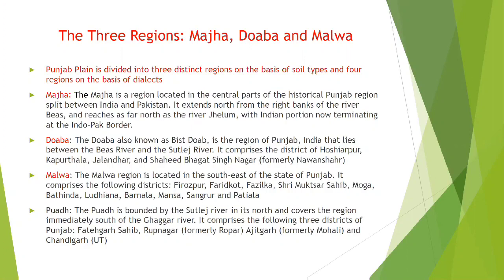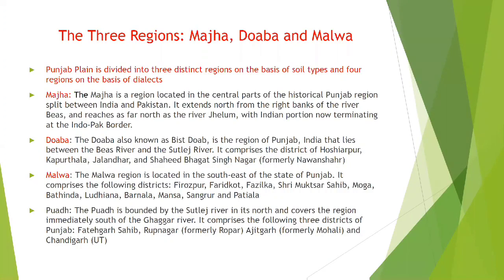And then we have the Malwa. I belong to Malwa region. The Malwa region is located in the southeast of the state of Punjab. It comprises the following districts: Firozpur, Faridkot, Fazilka, Shri Muktsar Sahib, Moga, Bathinda, Ludhiana, Barnala, Mansa, Sangrur, and Patiala, and is the largest area. And then Puad.